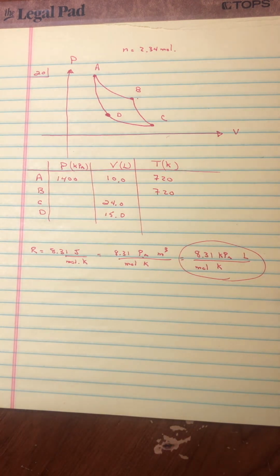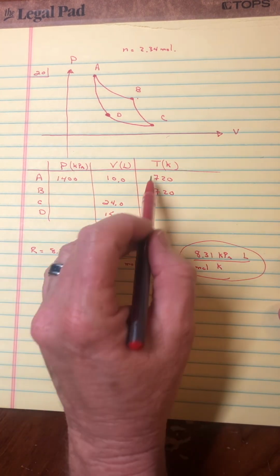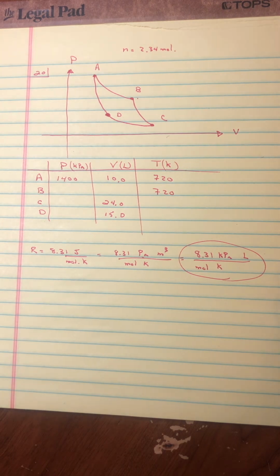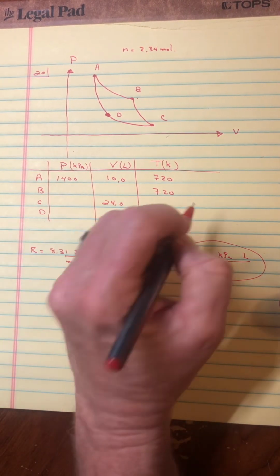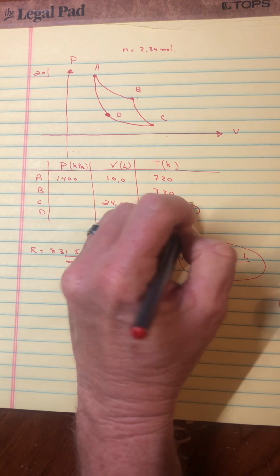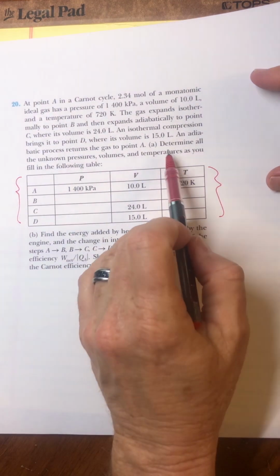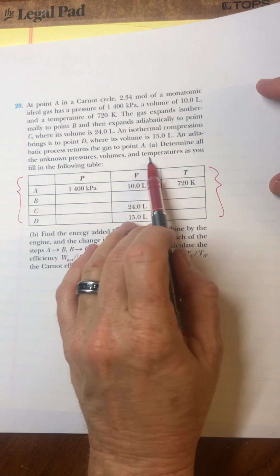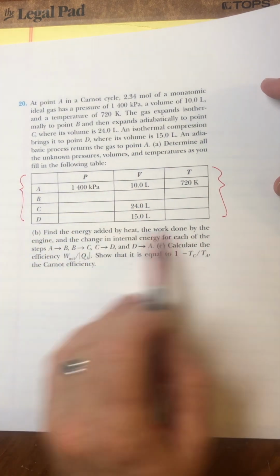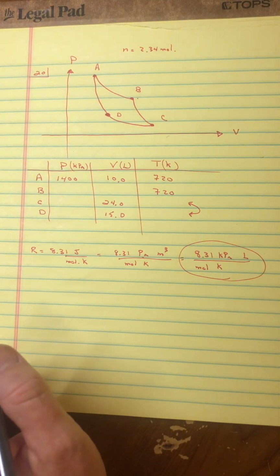So why don't I just take advantage of that and say, look, whatever the temperature is at A, it's got to be the temperature at B. And for that matter, C and D have to have the same temperature. Well, I'll just put a little symbol here saying that they're going to be the same, but I don't know either one of them. But the point is, if I just found one, I could then get the others. In fact, maybe I better read the question here. It says, determine all of the unknown pressures, volumes, and temperatures as you fill in this table. So this is part A, fill in this table. Okay.